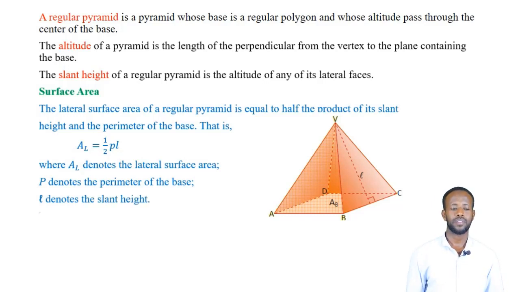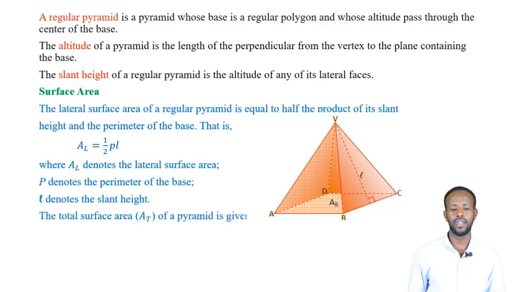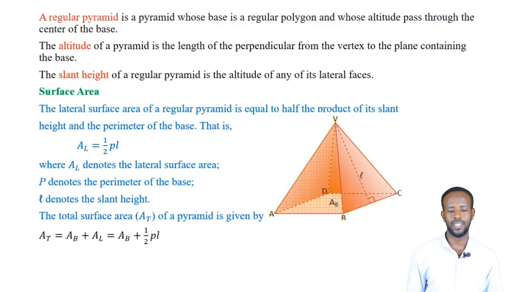Now, the total surface area of a pyramid is given by the area of the base plus the lateral surface area, which is equal to the area of the base plus 1/2 BL. Students, from this, why don't we say twice the area of the base? To find the total surface area, why don't we say 2 times the area of the base? Because it has only one base.